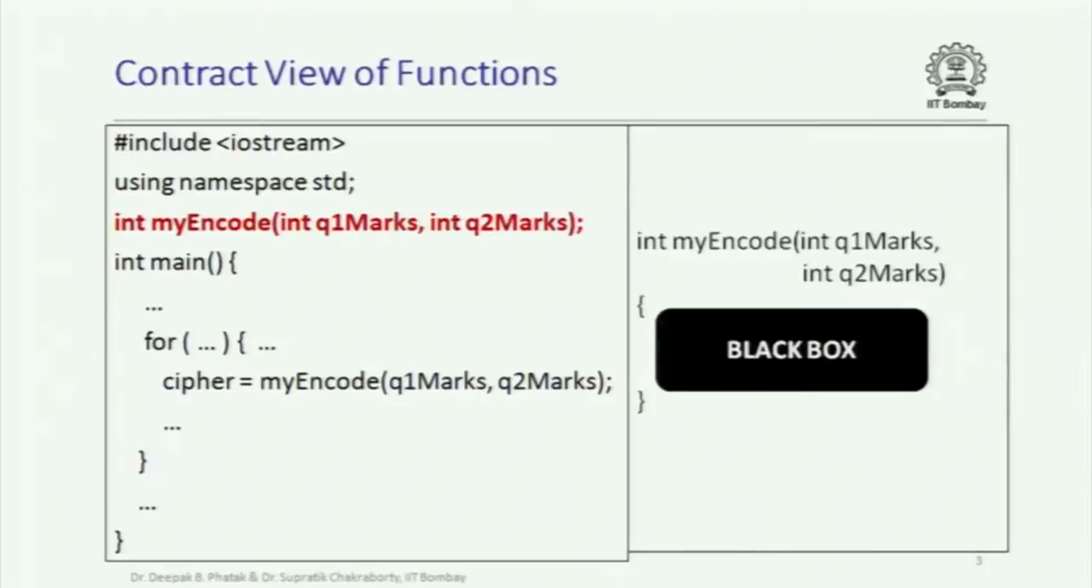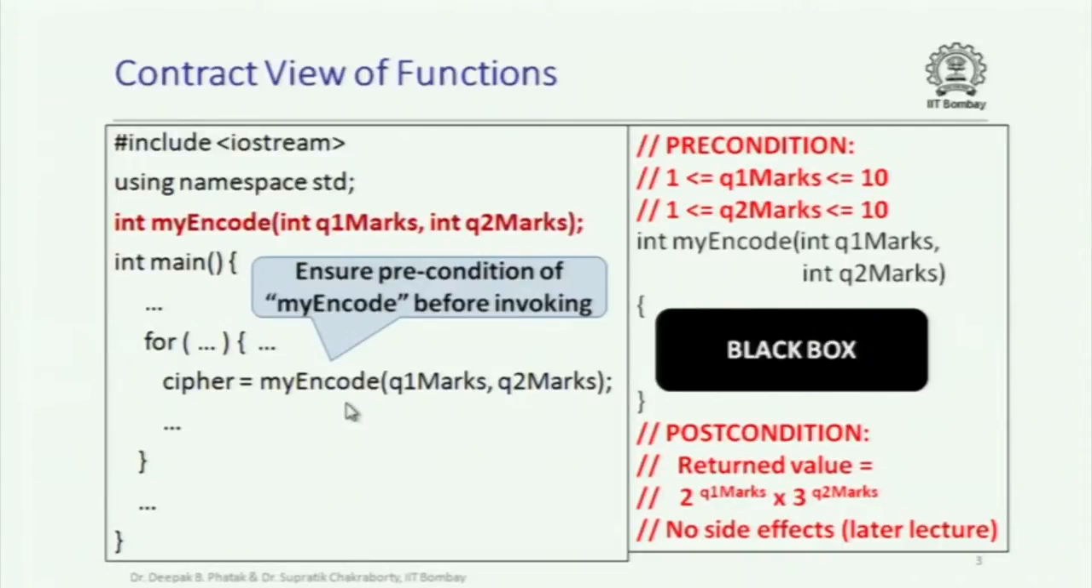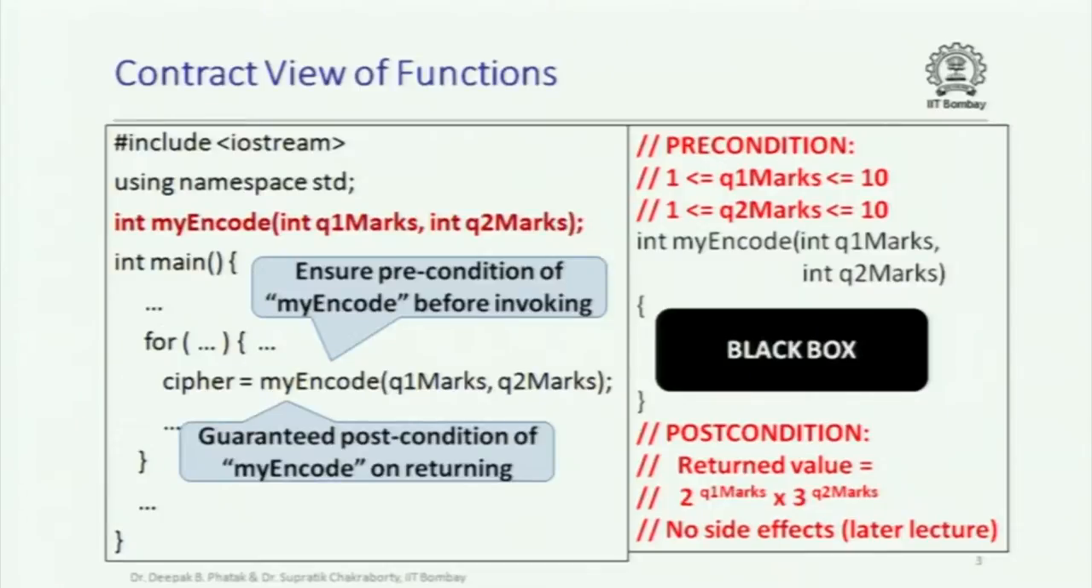Okay, so the contract view of functions basically says that in order to use a function, you need not exactly know what is inside the function, as long as you know the preconditions and postconditions. The preconditions are what the function expects you to respect before you invoke the function, and the postcondition is what the function will guarantee if you did respect the precondition before invoking the function. So when I'm trying to call a function, I could ensure that the precondition is true before the invocation, and what I'll be guaranteed is that the postcondition is true after the invocation, assuming that the function is written correctly.